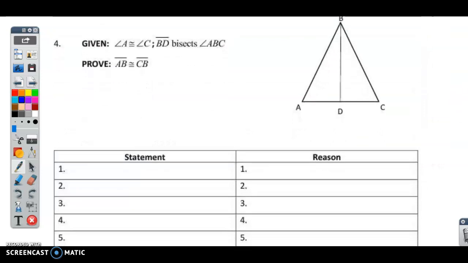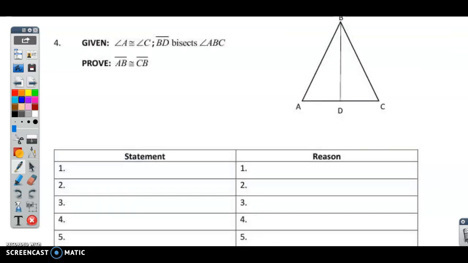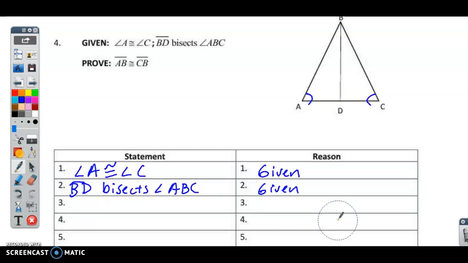Moving on to number 4. So go ahead and write in your given information. See if you can get the second piece of the given information there. All right, so I put the information on the form here for the first two, the statements and the reasons. But let's mark the diagram. So we know that angle C is congruent to angle A. But how do we mark the diagram for BD bisects angle ABC? BD bisects this angle ABC. It cuts it directly in half, which makes this angle congruent to this angle.